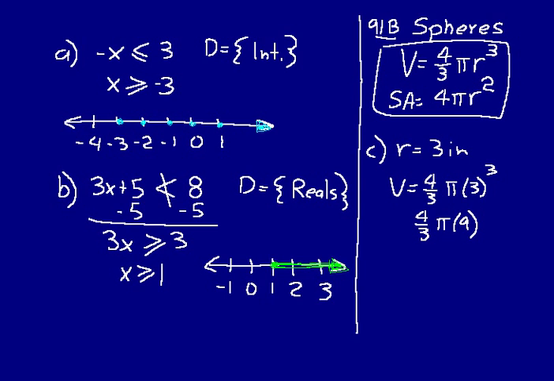You can get your calculator out to solve this, and you could do 4 divided by 3 first, then multiply by 3.14, which is pi, and then multiply by, actually I did that wrong, didn't I? 3 cubed is not 9, it's 27. So we should have 4/3 times pi times 27, and that equals 113.04. And that is in cubic inches, right? That's an important thing to put on there. 113.04 inches cubed.